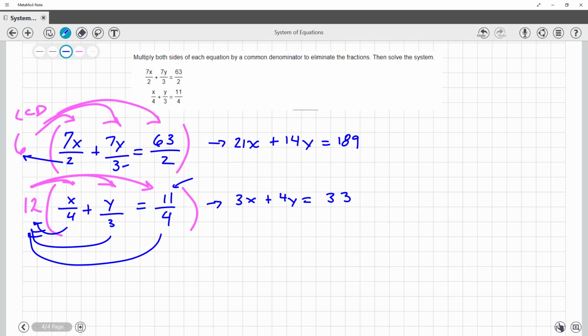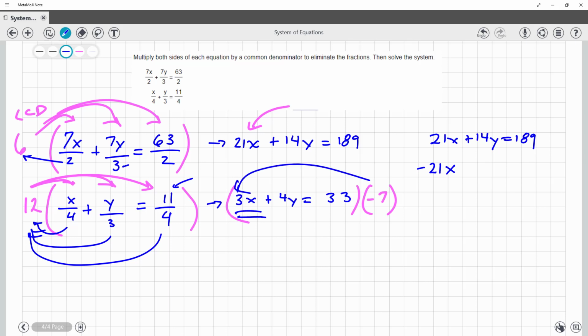Remember, it's up to you how you want to solve them. Might seem weird since I've already multiplied the equations by a value, but I probably would multiply every term by -7. My eyeball's going right there. So I'm going to just leave this one alone. I'm going to multiply every single term in the second equation by -7. And that's the real reason why, because I'm going to be able to eliminate the x. So then -7 times 4y, -28y, and then -7 times 33, -231.